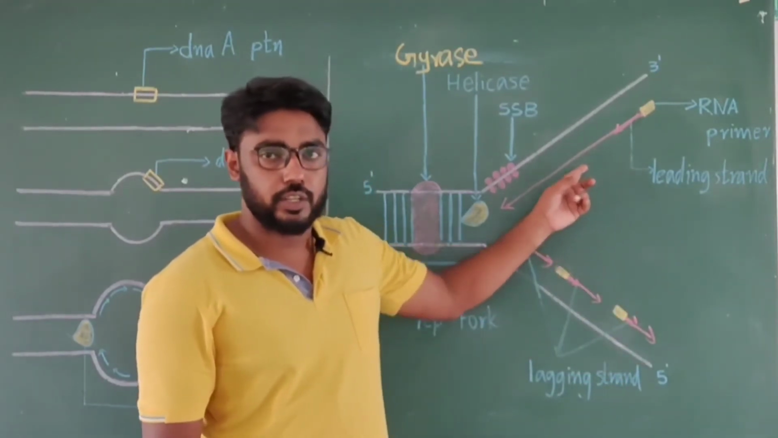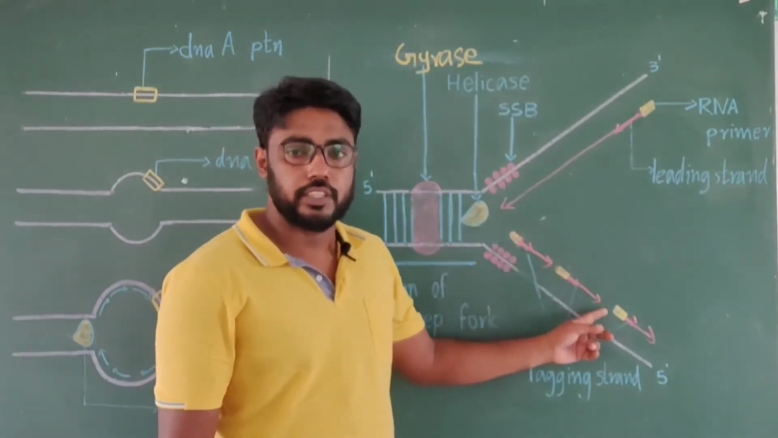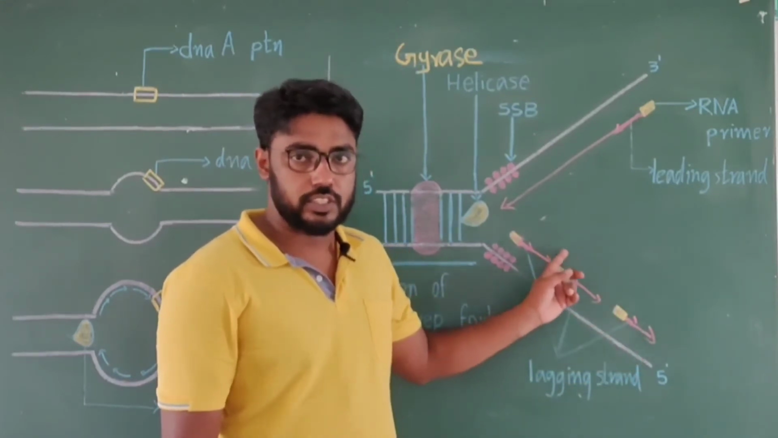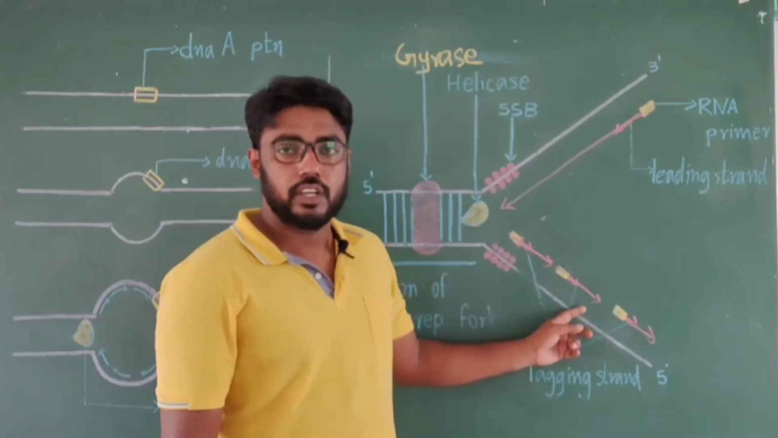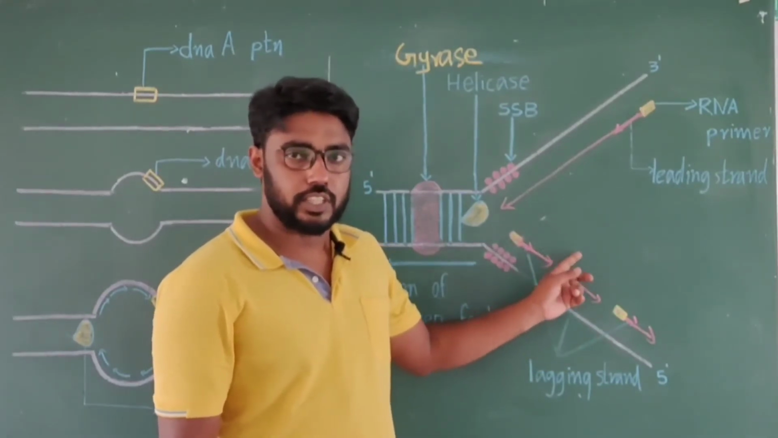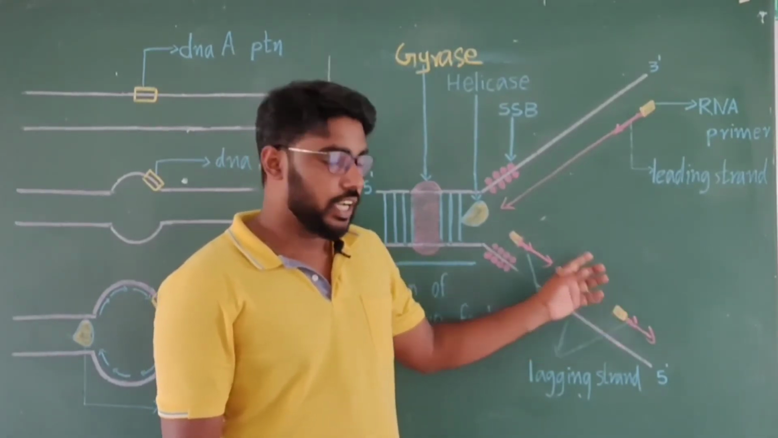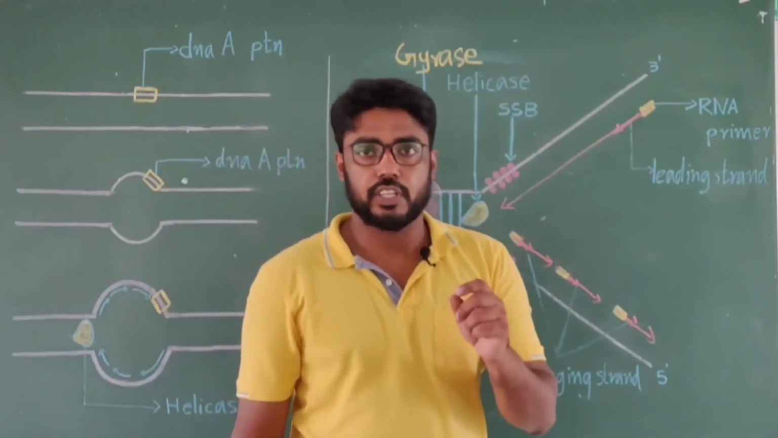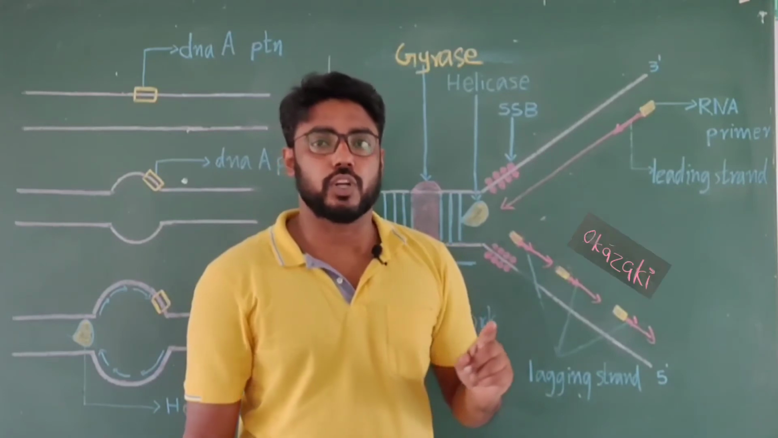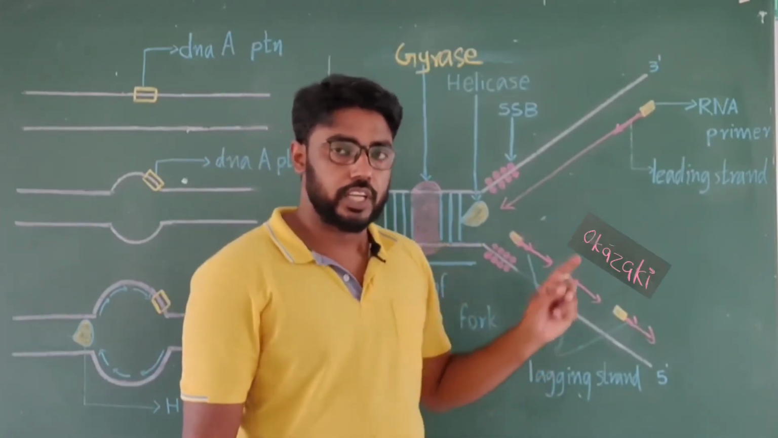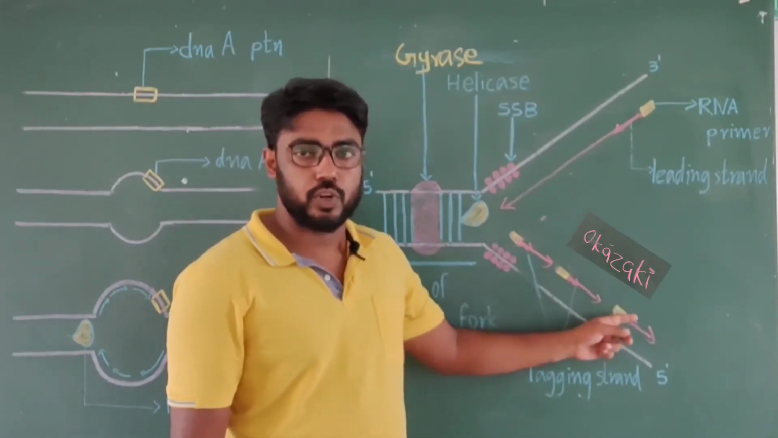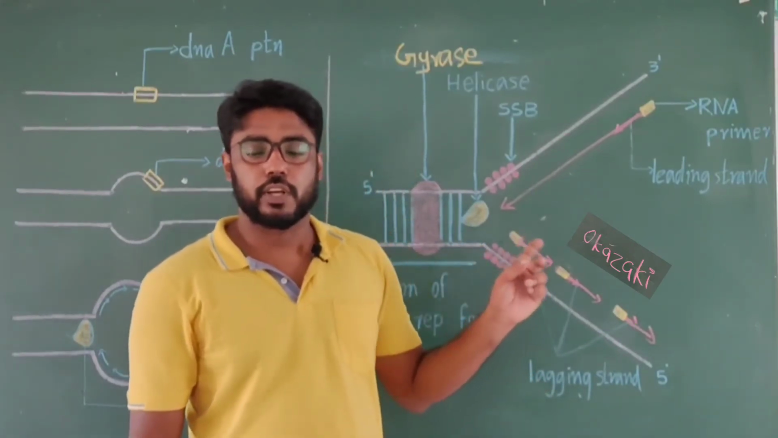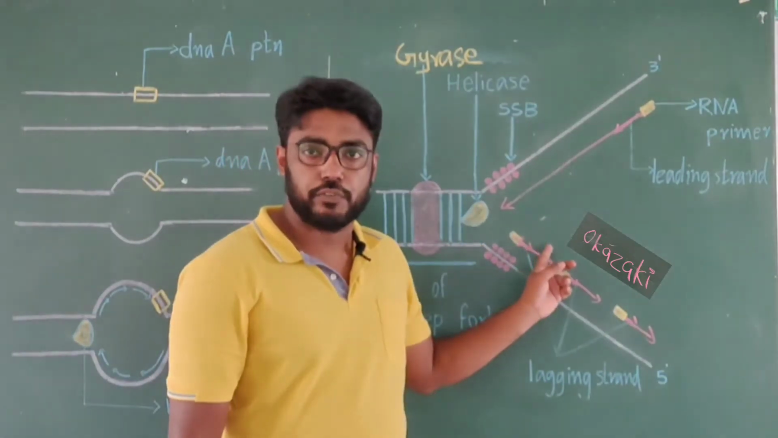The leading strand is continuous, but the replication is semi-discontinuous. So this is a discontinuous strand, and this discontinuous strand is known as the lagging strand. The lagging strand contains many fragments of DNA. That small DNA fragment is called an Okazaki fragment.